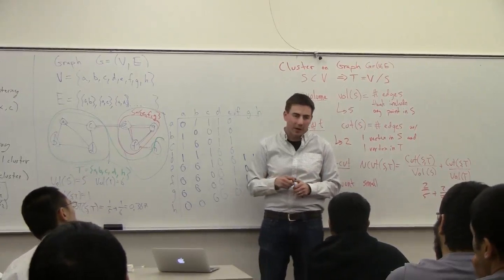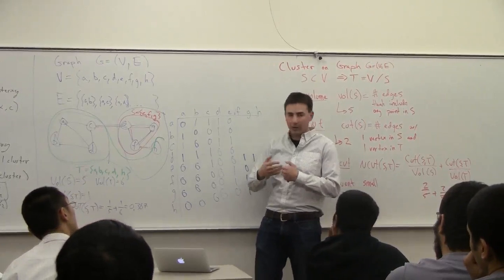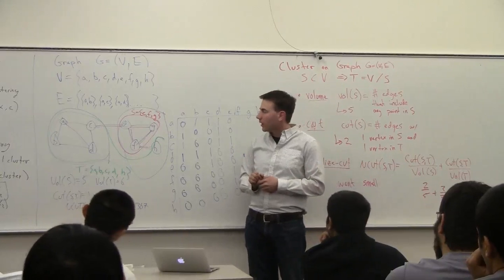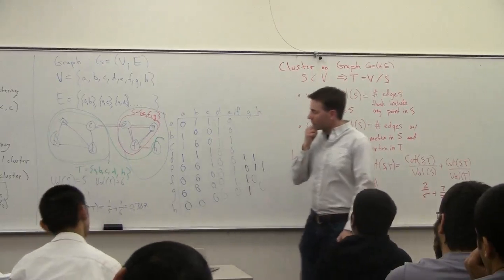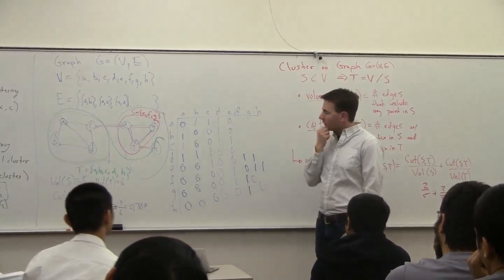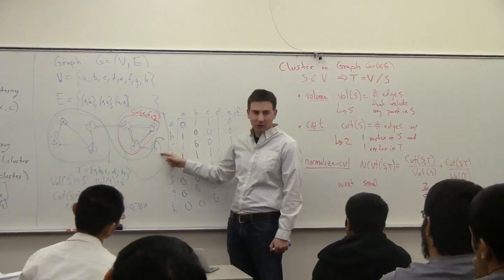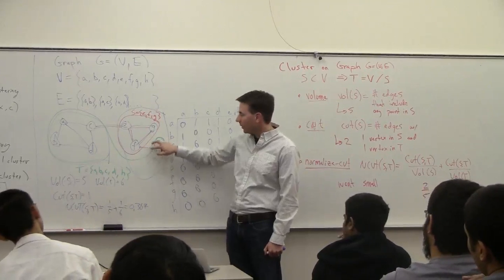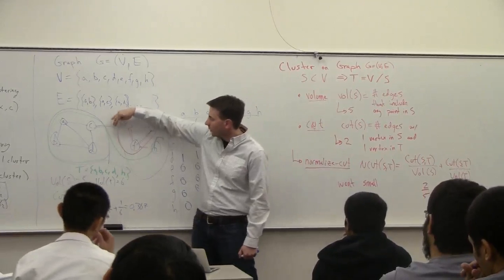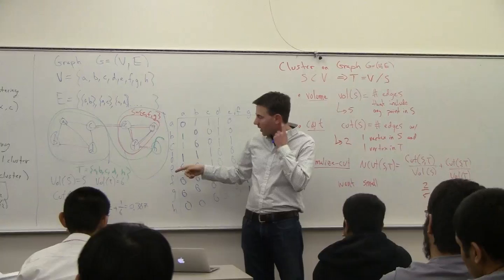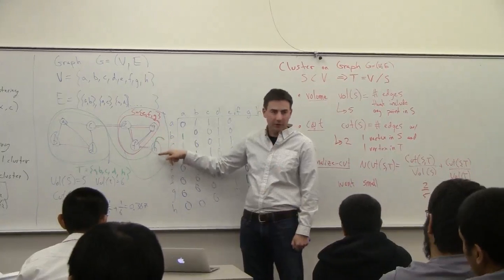So find the minimum cut, and then cut the graph that way. Yeah. So the problem with just the minimum cut is that you might find just cutting off H is also going to have a cut of size 1, the same as cutting between C and E here. And so if you just find the minimum cut, you may find this clustering.